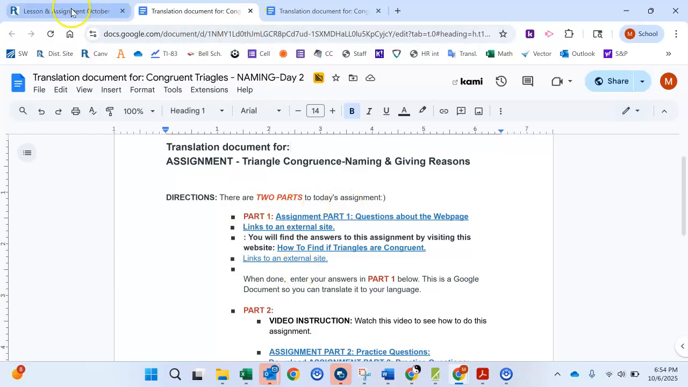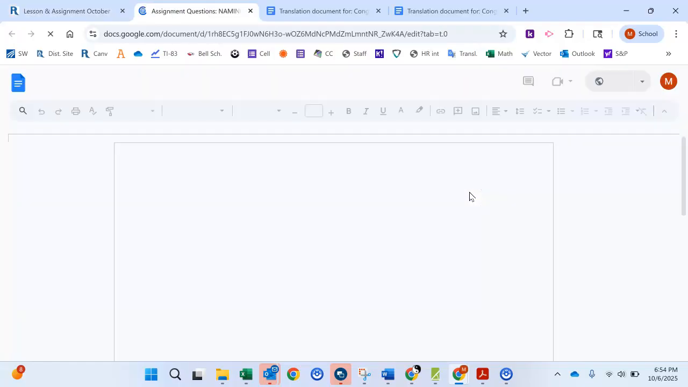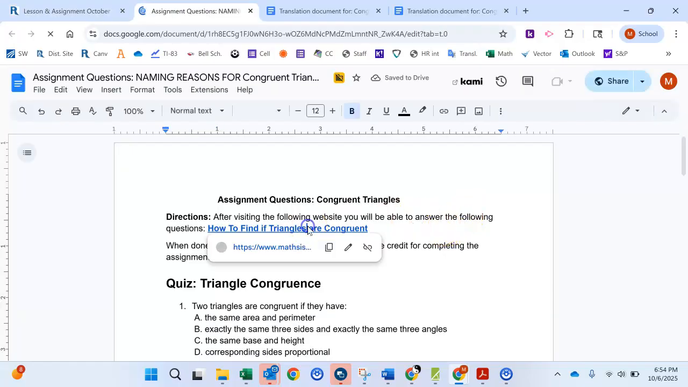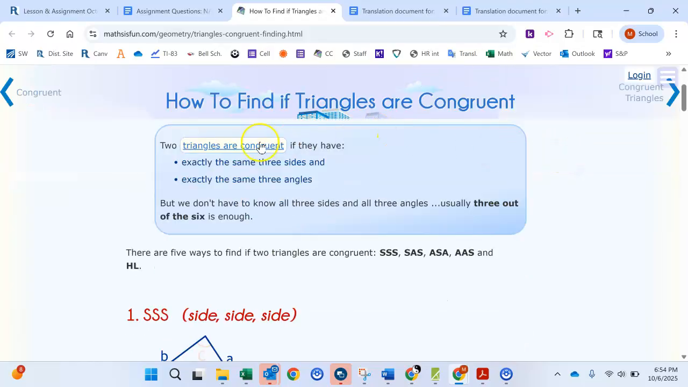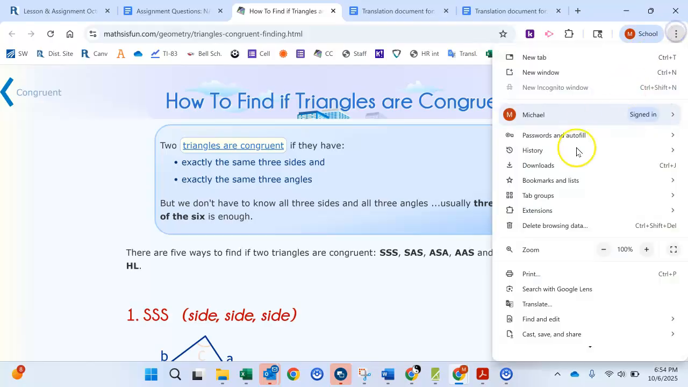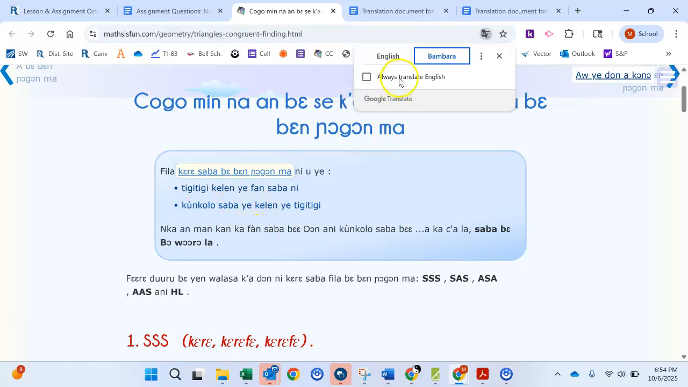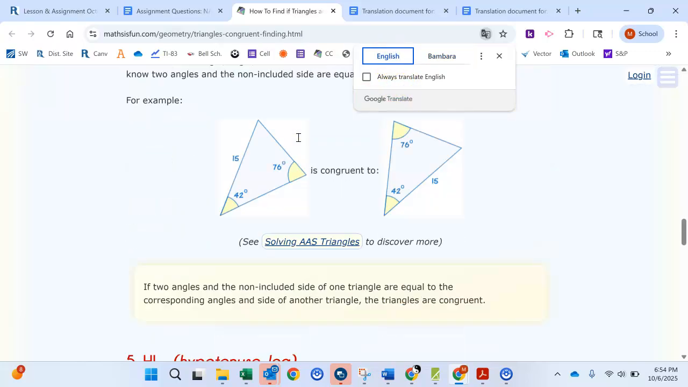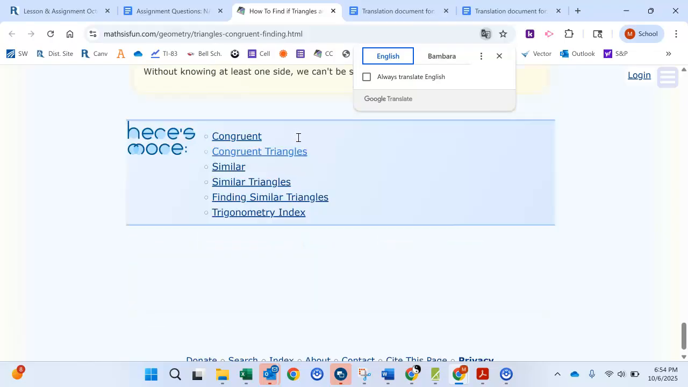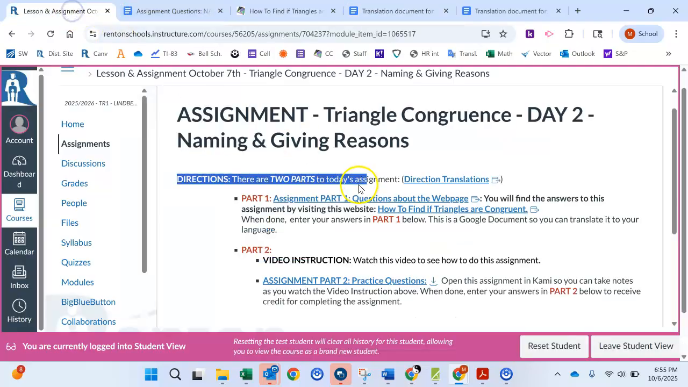Part 1 is you're going to go to this web page right here, and it talks about how to find if triangles are congruent. Remember, you can translate it by going over here, so you can translate it into a different language if you want. Make sure you go through this. It's not very long.